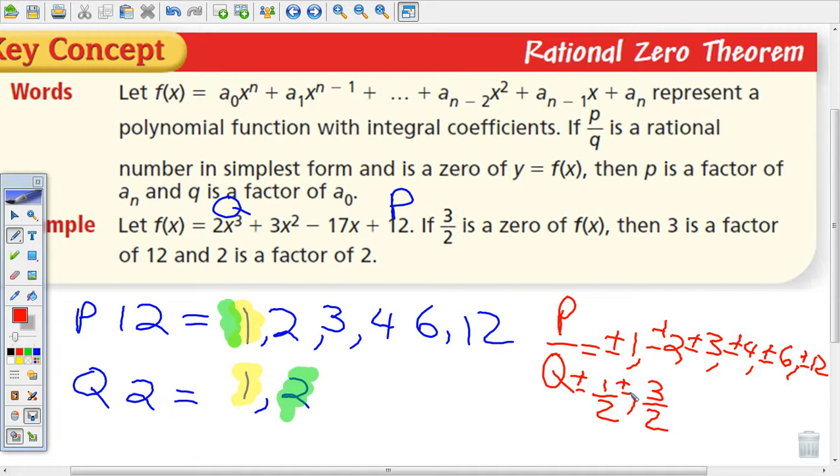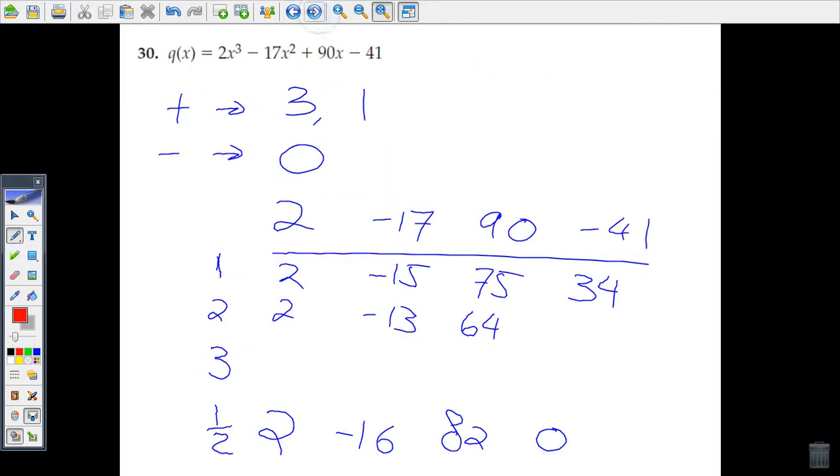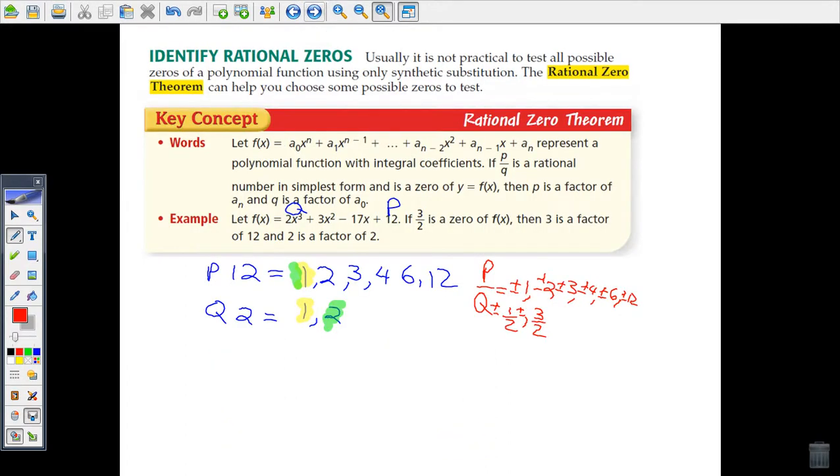Okay? So when you do your table like we did on our assignment, this one here, when we make our table, instead of just starting with 1, 2, 3, 1/2, I'm going to start with these values. 1, 2, 3, 4, 6, 12, 1/2, and 3/2. Okay? Because I know that if it exists, it's going to exist there. So I'm not going to try 5, because that's not going to work anyway. That's what the rational zero theorem tells me.